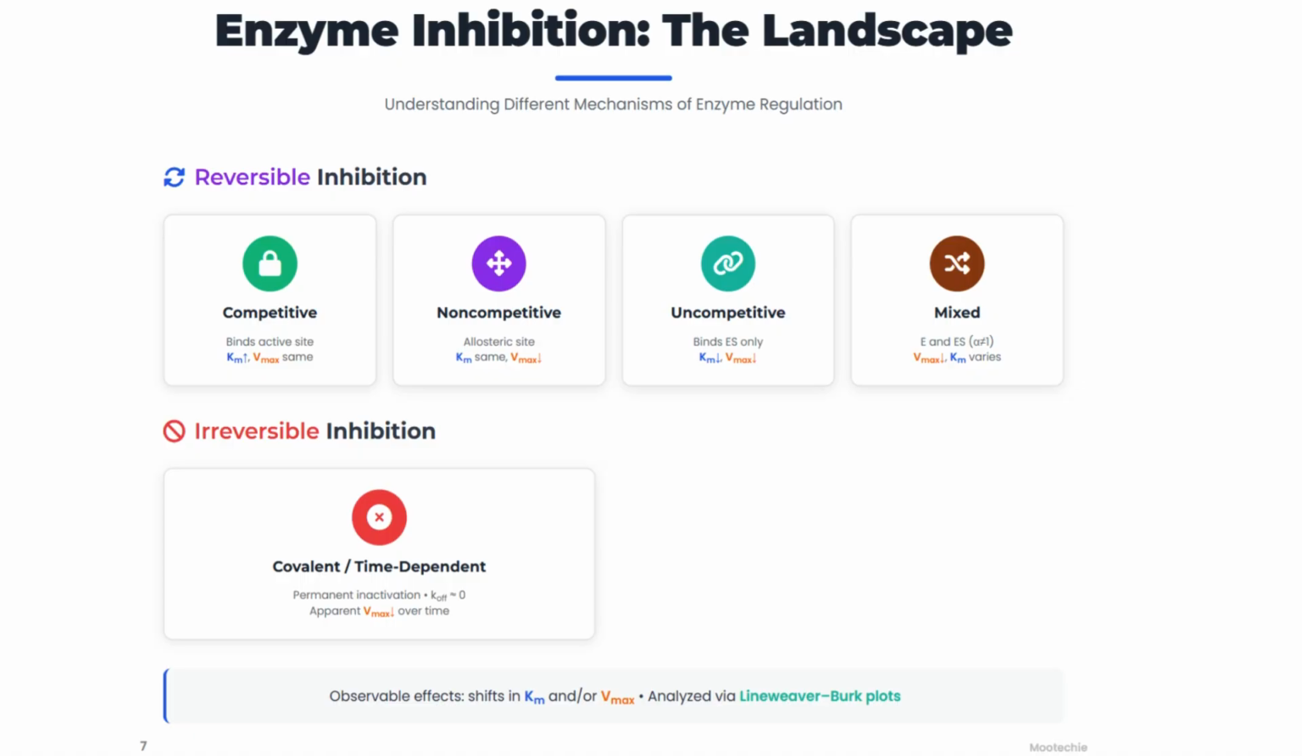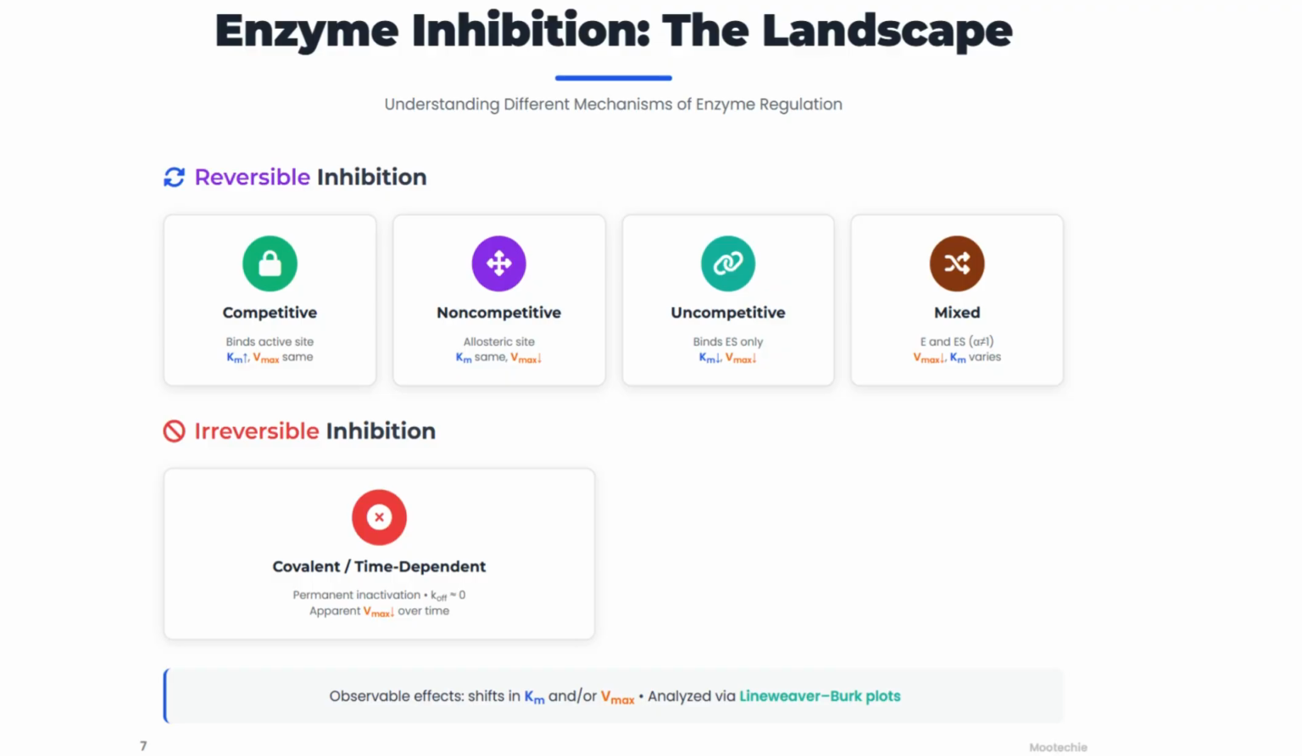Then there's mixed inhibition. This binds both E and ES with different affinities, affecting Vmax and variably affecting Km. Then there's irreversible inhibition. This is covalent or time-dependent, leading to permanent inactivation where the off rate is essentially 0.